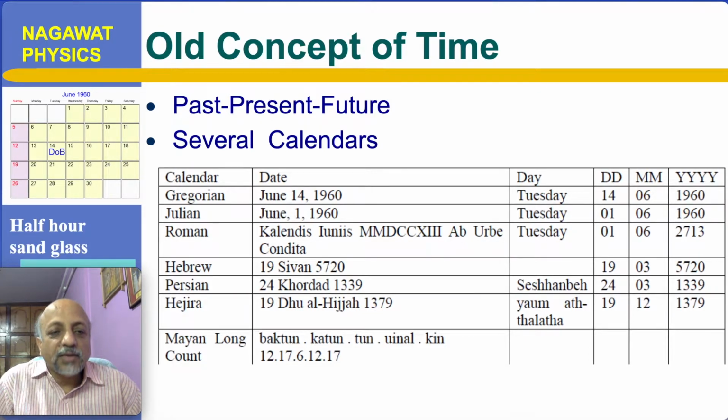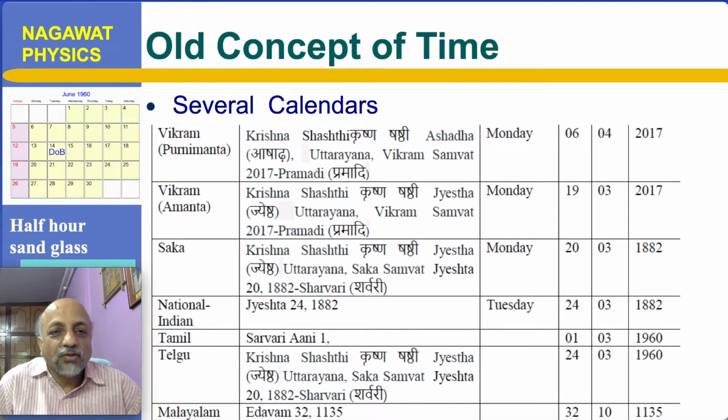So later we will introduce the concept of t equal to 0, the origin of time. Every calendar has a particular origin of time, and the use of these calendars has been very difficult because they have different types and durations. Roman calendar, Hebrew calendar, Persian calendar, Israeli calendar, Mayan long calendar: in all those calendars my date of birth has been displayed here, just to emphasize that the date of birth depends upon the choice of the calendar.